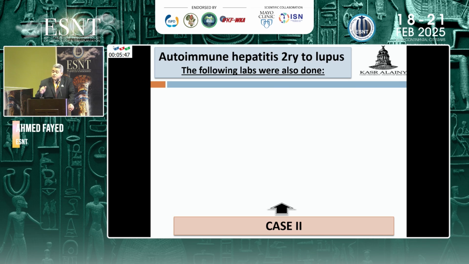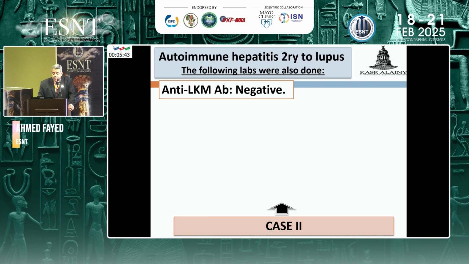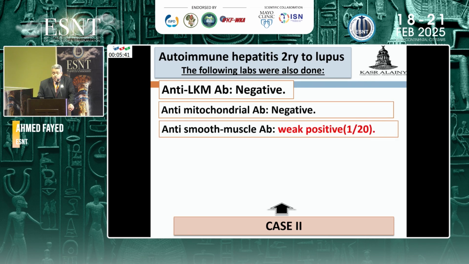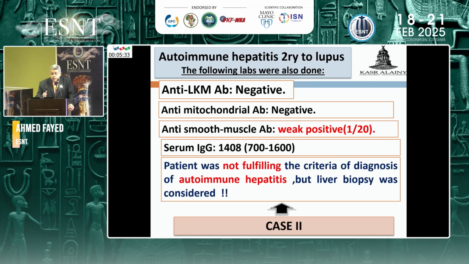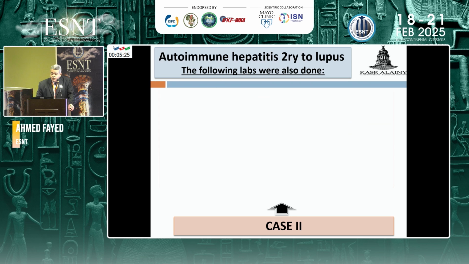First, an autoimmune hepatitis secondary to the lupus, the following was done. Anti-LKM antibody negative, anti-mitochondrial antibody negative, only the anti-smooth muscle antibody was weak positive, and the serum IgG was normal, so the patient is not fulfilling the autoimmune hepatitis criteria, but the liver biopsy is still considered.